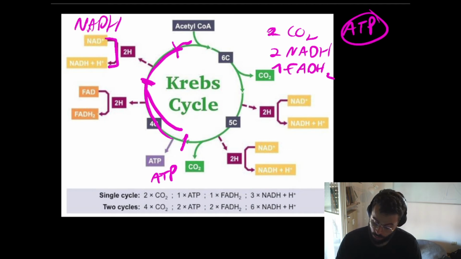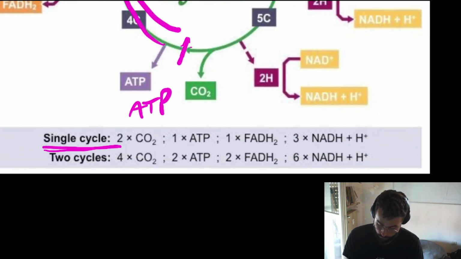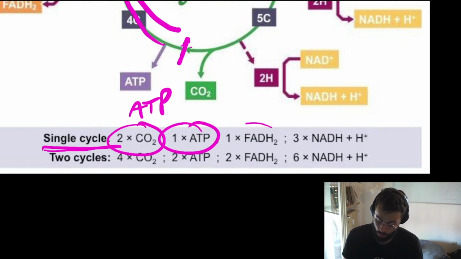So in total we are going to have 3 NADH molecules, 2 carbon dioxide molecules, and 1 FADH2 molecule for each acetyl-CoA. So we are going to have in a single cycle 2 carbon dioxide, 1 ATP, 1 FADH2, and 3 NADH.